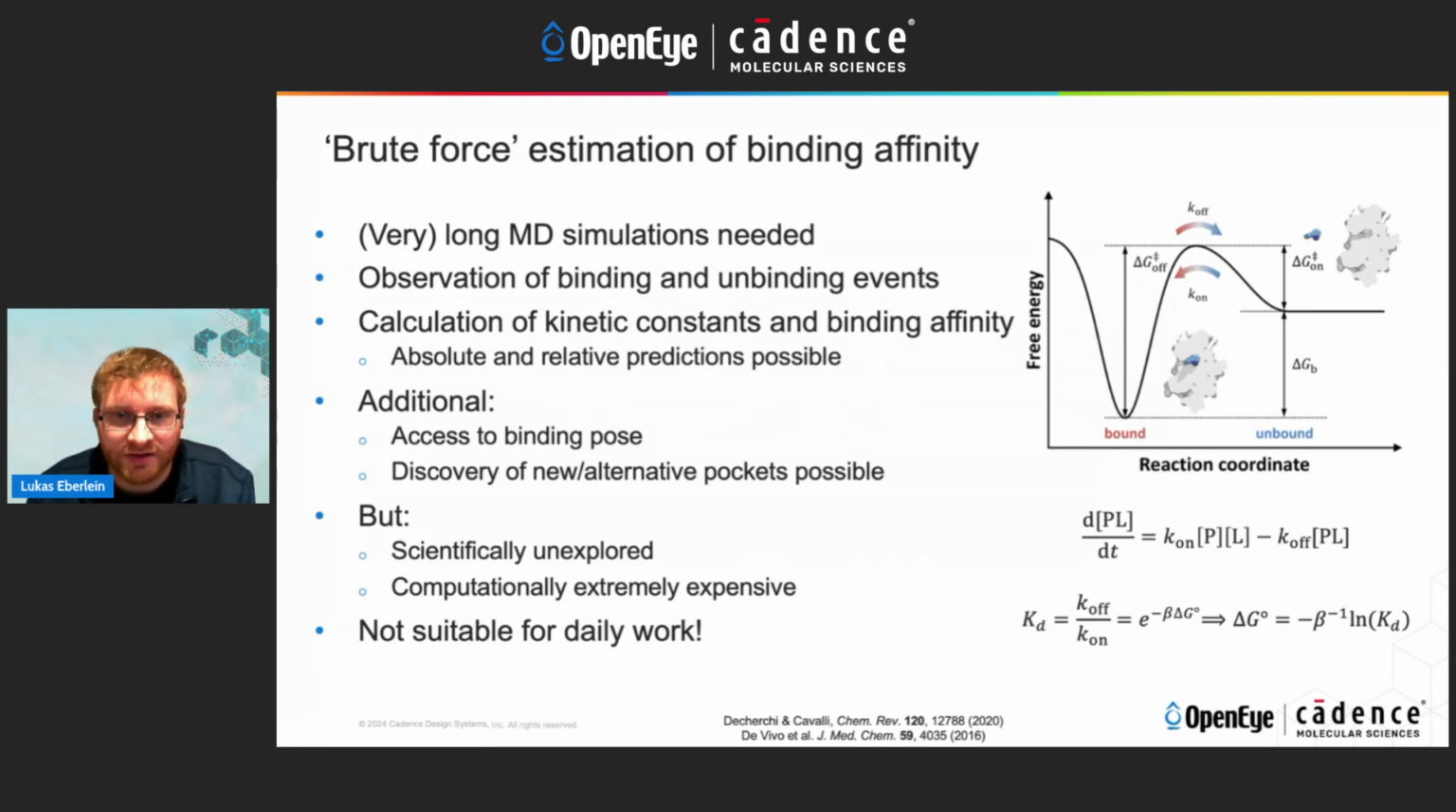But for strong binders, like we have in lead opt, off rates are too slow to sample, and this approach is generally not useful. Like in other enhanced sampling methods, we will use a clever trick to calculate binding affinities in a more efficient way.